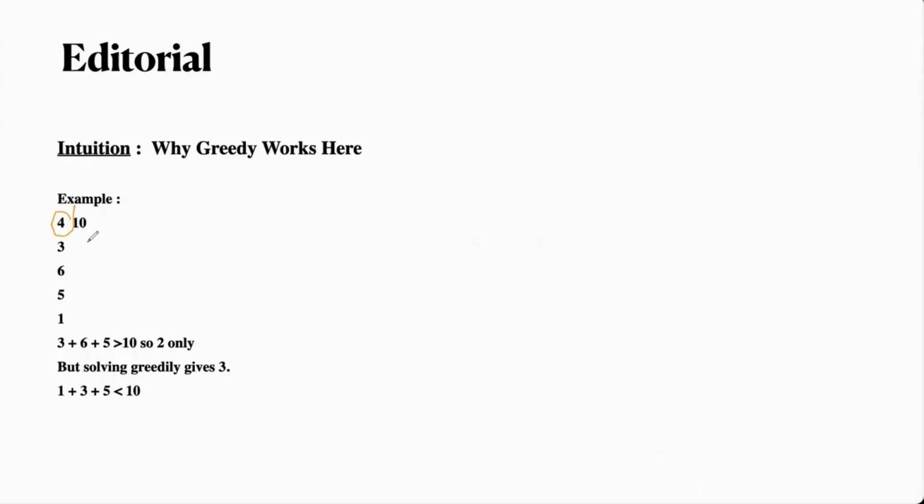Now, if Varun solves each technique one by one, then in that case, he'll only be able to do two techniques, as 3 plus 6 will be 9, and 9 plus 5 will give 14, which exceeds 10. And therefore, he'll only be able to do 2 such techniques.